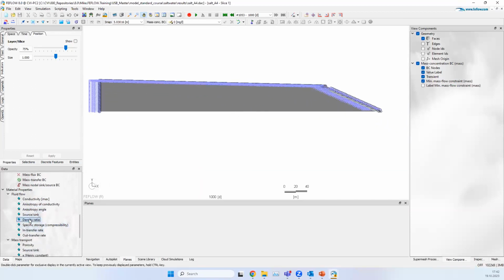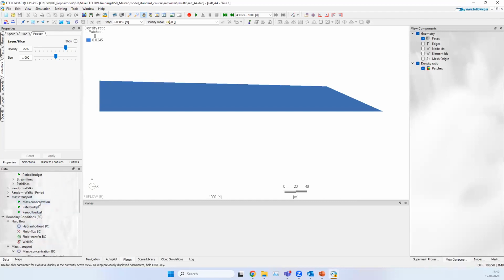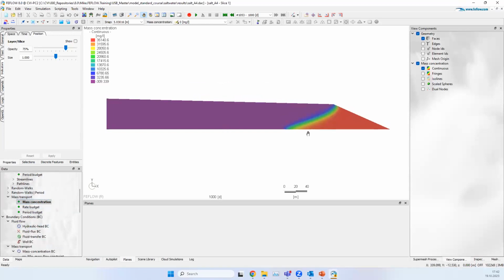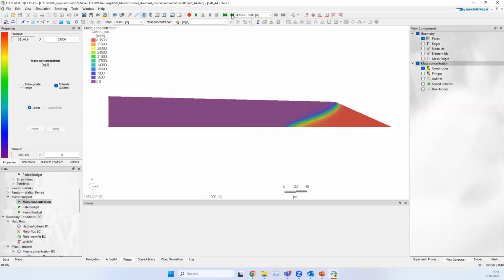We use a density ratio as calculated in the presentation: salt water density minus fresh water density, divided by fresh water density. That will be that value. Because the concentration is also changing during time, you need to expect numerical oscillations. So the question is how large they are. This is something that you need to review.